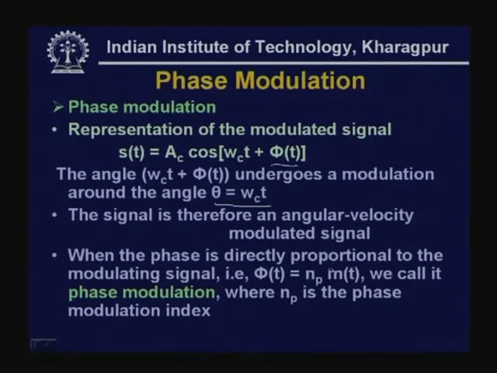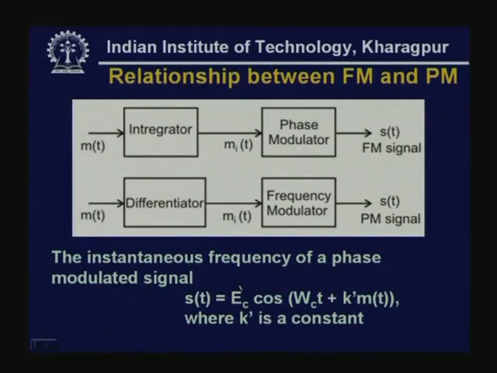When the phase is proportional to the modulating signal, that means φ(t) is equal to n_p m(t), we call it phase modulation, and here n_p is the phase modulation index, just like n_f in case of frequency modulation. One interesting observation is that AM, FM and PM are very closely related. Let us see how they are related.